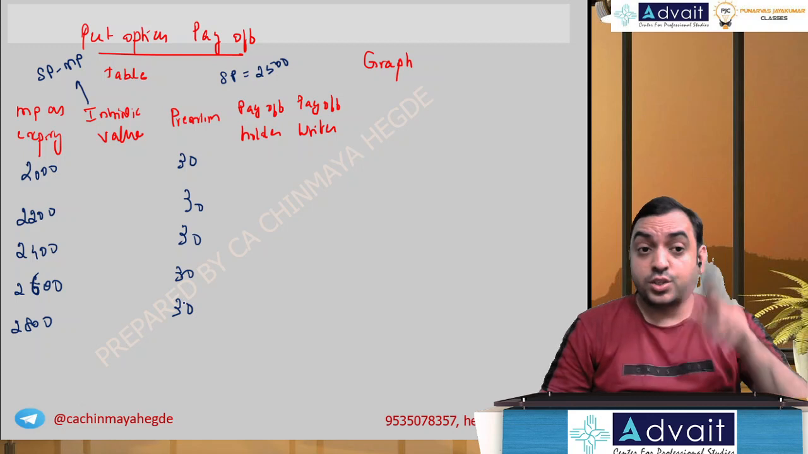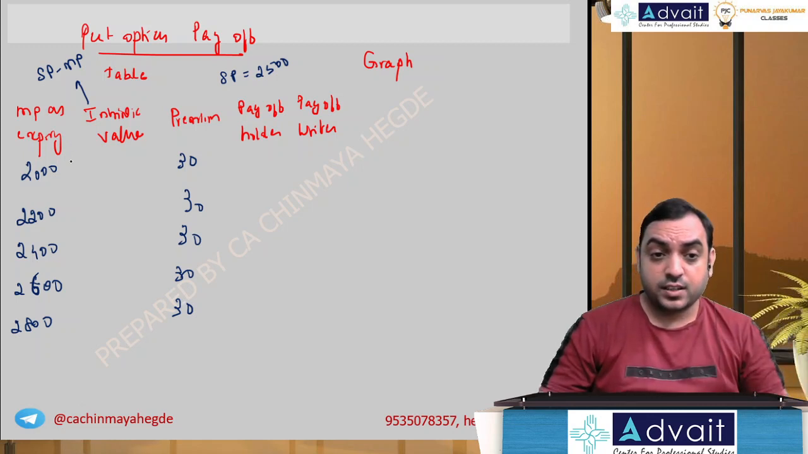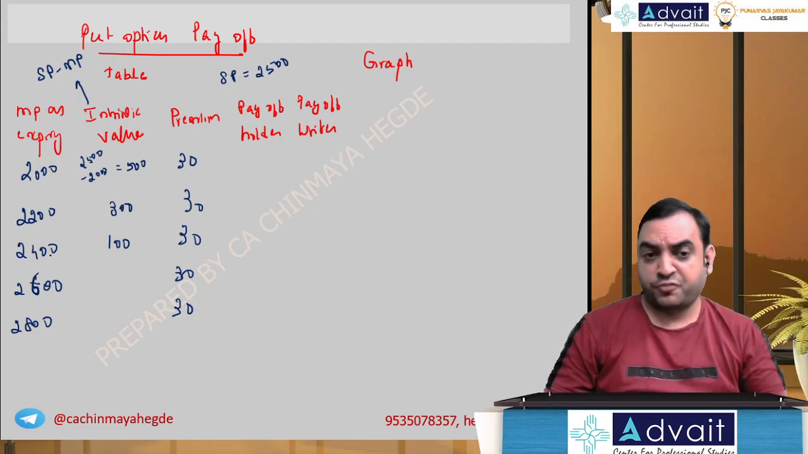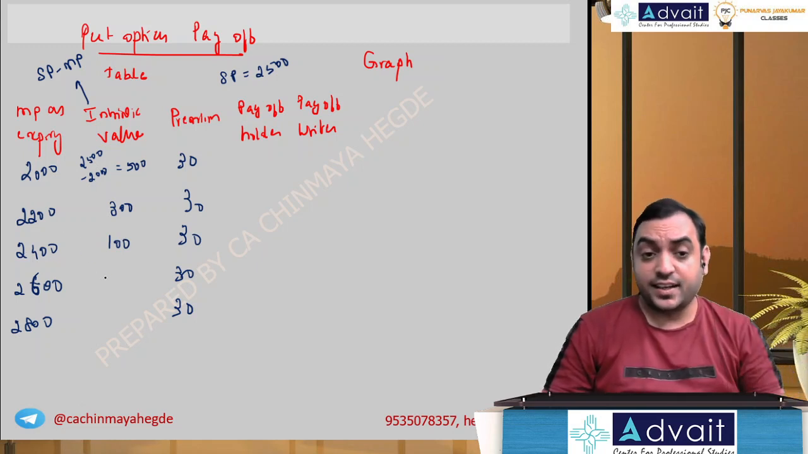Intrinsic value, strike price minus market price. Strike price 2500 minus market price 2000, so you get 500. Here you get 300. Here you get 100, 2500 minus 2400. Here you don't get minus 100. Zero, lapse, not exercised.